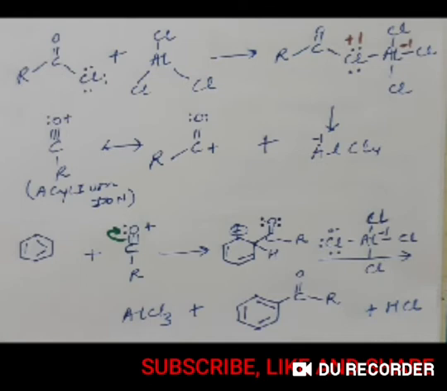How is it going to attack? See, the pi electrons will shift in such a way that there will be a negative charge on one of the carbon atoms of the aromatic ring, and a positive charge on the other side. So since it is an electrophile, it will attack the negative carbon atom, resulting in this particular intermediate. Is it clear up to here?